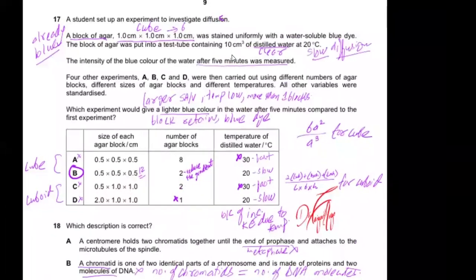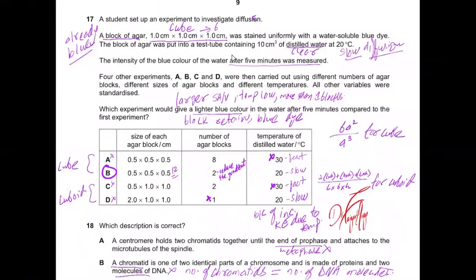Question 17. Now, question 17 would need some working, and I have not included all the working here. I am just describing how this is happening, so you can probably do the working on your own. A student set up an experiment to investigate diffusion. A block of agar, 1 by 1 cm, was stained uniformly with water soluble blue dye. So there is a cube with these dimensions, and it has a blue dye. The block of agar was put in a test tube containing 10 cm of distilled water, which we know is clear.